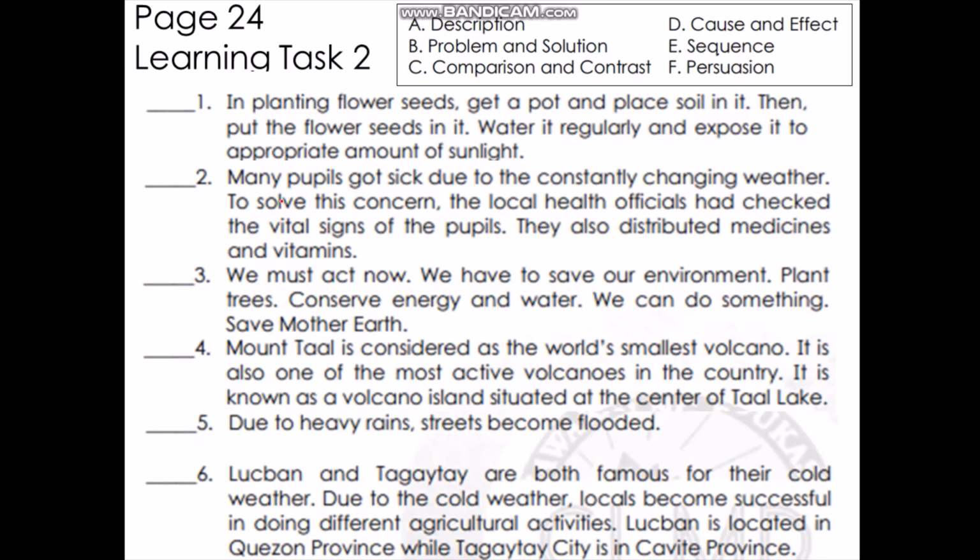So, put a check if your answer is correct and X if it's incorrect. For number 1, it's letter E. Why? Because it tells you the steps on how to plant flower seeds. So, it tells sequence. And there's a word then. Okay, number 2. Letter B. It's problem and solution. Why? The problem was many pupils got sick. Okay? Due to the changing weather. So, that is the problem. So, the rest, to solve, right? To solve this concern. So, they gave solution.